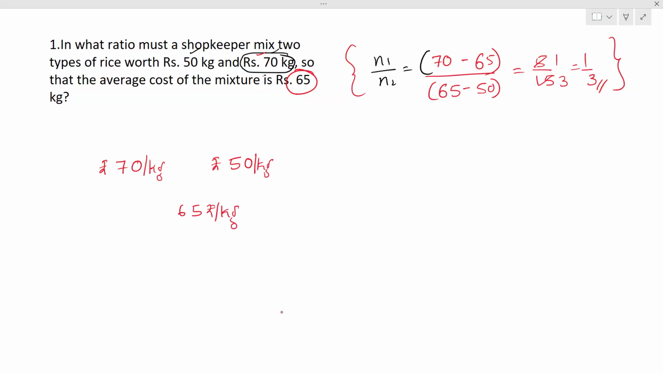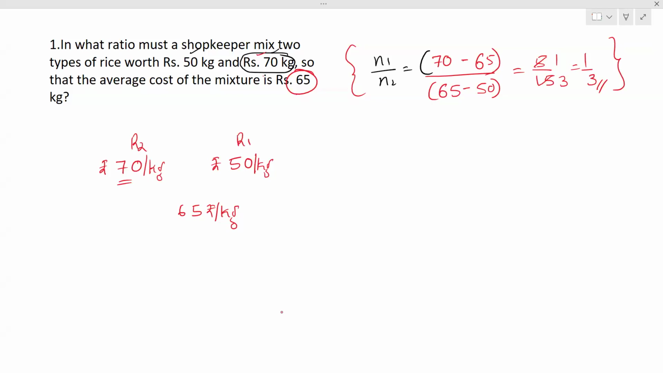Now, sir, why did you write this second rice cost here? If he is asking you rice 1 is to rice 2, you will get whatever it is. This is rice 2 is to rice 1 I'm writing. Always keep the higher one onto the left side.